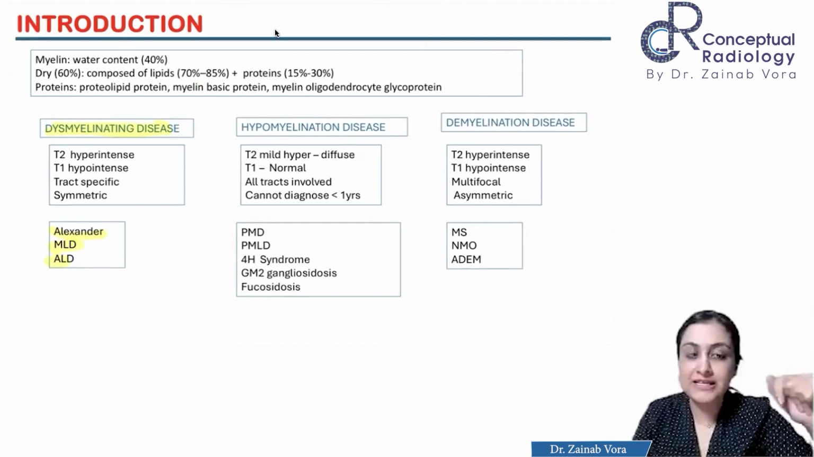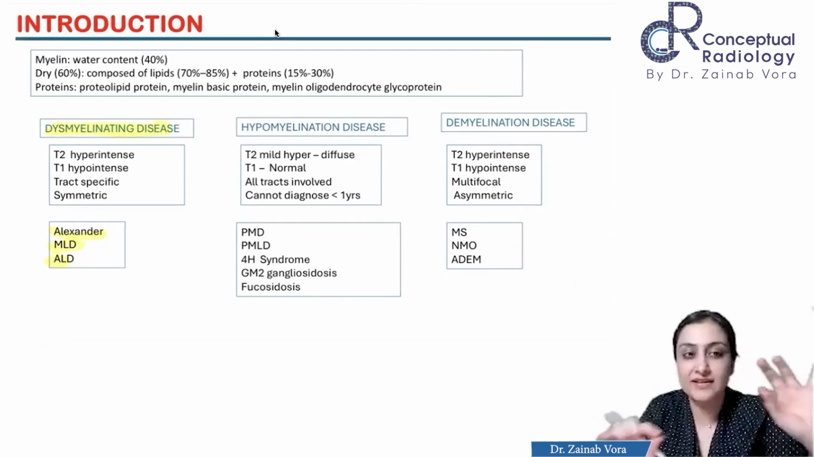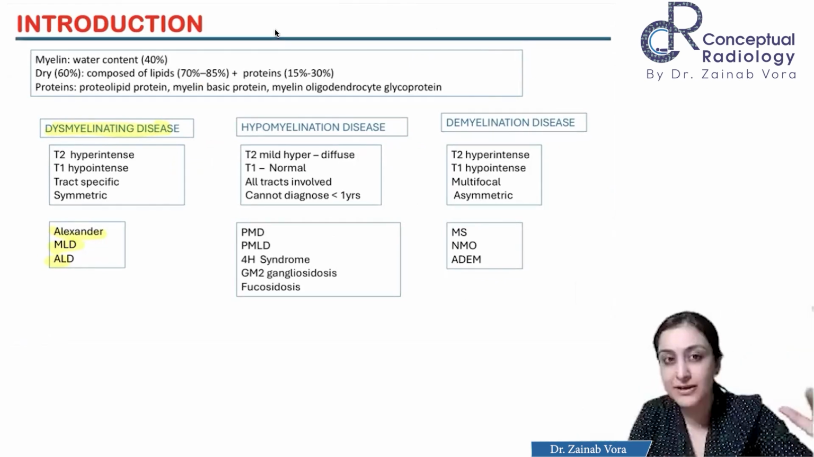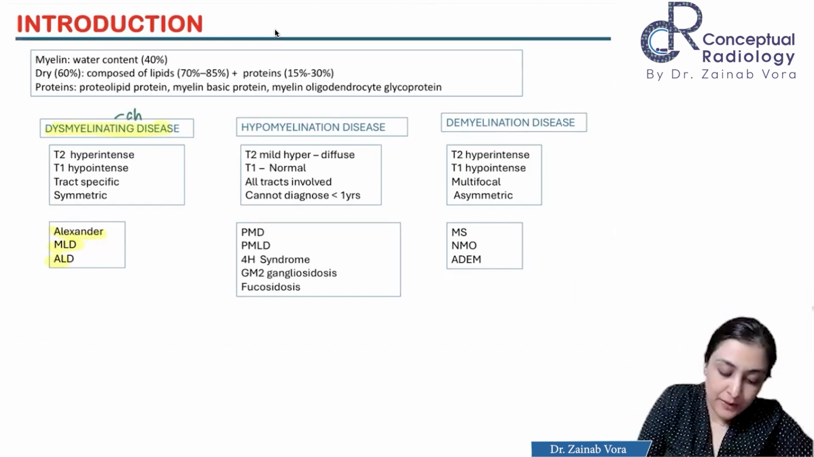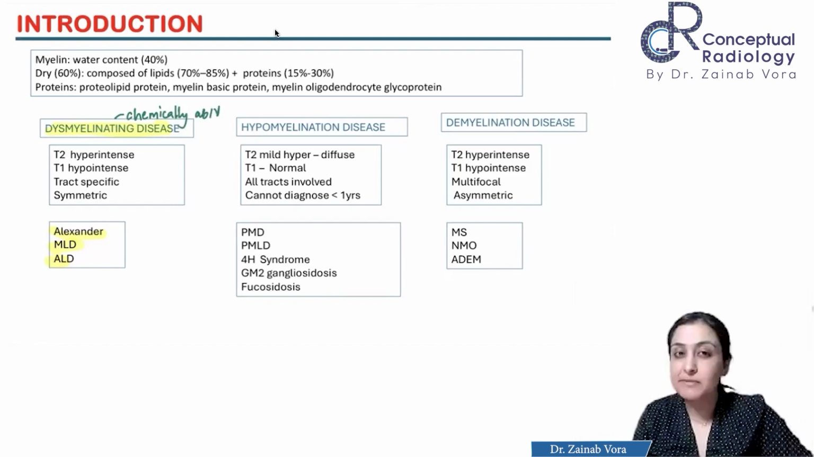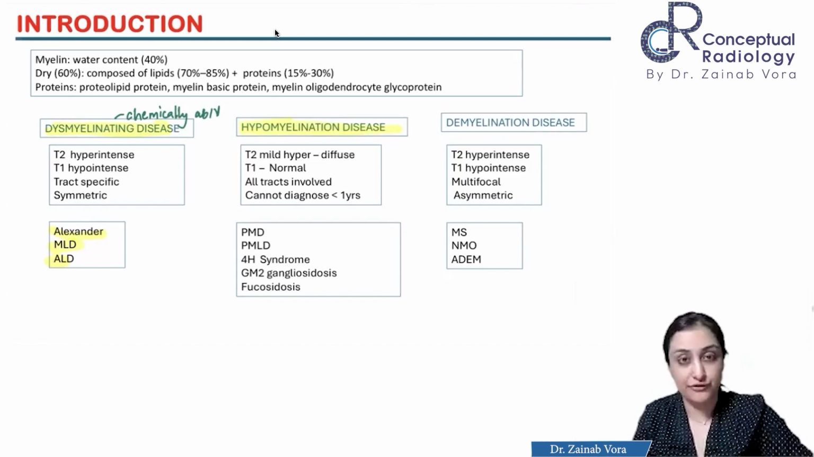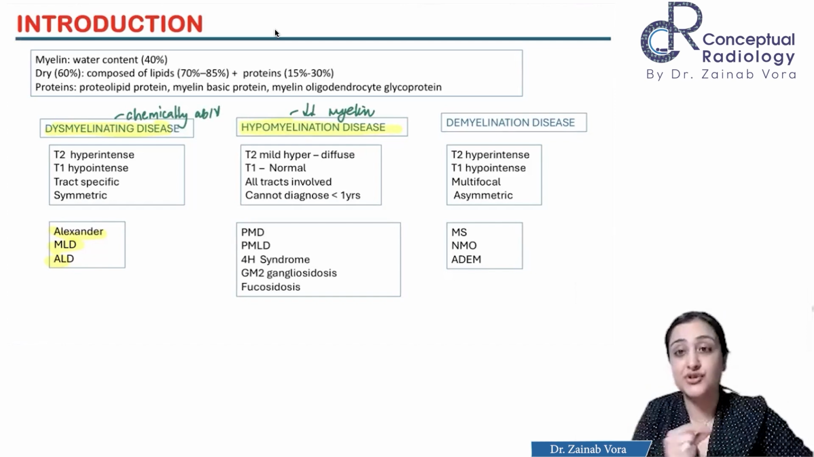So the signal intensity is going to be T2 hyperintense, T1 hypointense, and that it is symmetric, right? It affects specific areas, tract specific, and it's symmetric on both sides. So that's chemically abnormal myelin. That is what it means. When I say hypomyelinating, it means myelin is less, that is reduced deposition of myelin. So that's the meaning of hypomyelination, that it is normal myelin chemically, but it is reduced myelin.